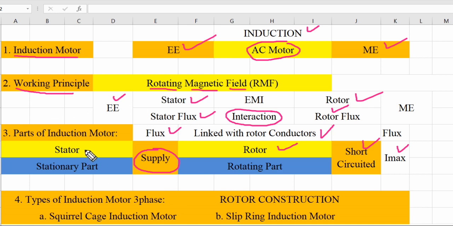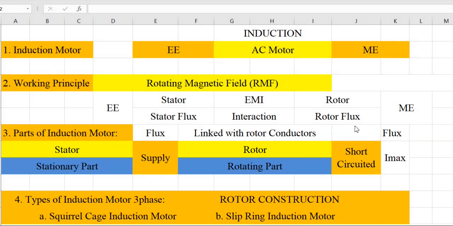Then, what are the parts of the machine? The stator, the stationary part, and the rotor, the rotating part. Then the types of induction motors, with respect to three phase. Based on the construction, there are two types: one is the squirrel cage induction motor, and the other is the slip ring induction motor. These two are the most commonly used in almost all applications.